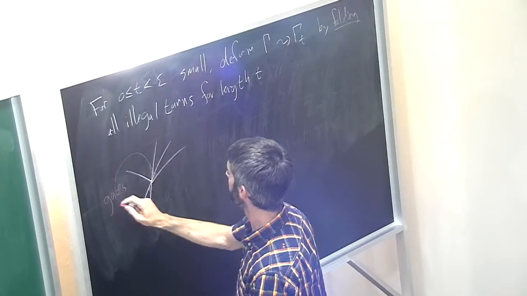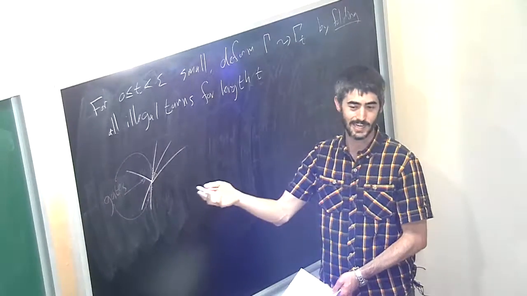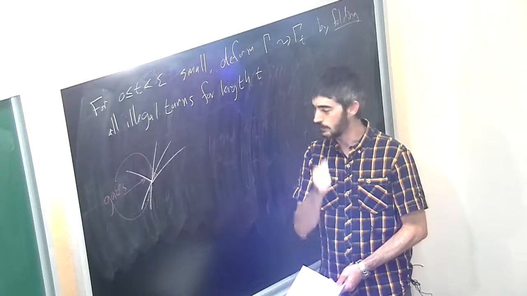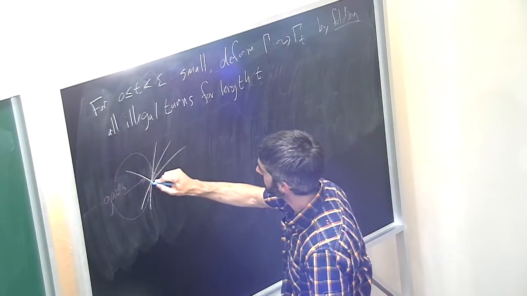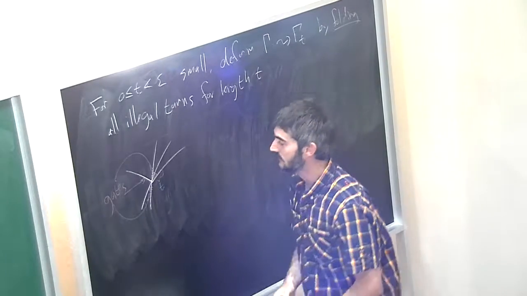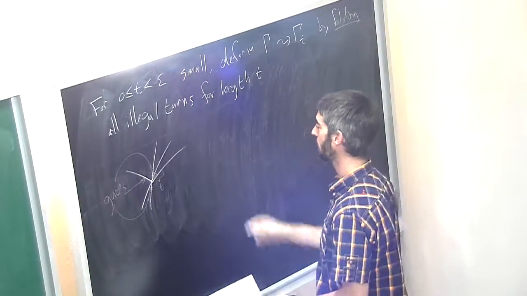Well, that's a gate, and then this is also its own gate. Remember, a gate is an equivalence class of things that all make illegal turns. So what I'll do is take a length t segment of them, and identify it all. And I get a new graph.